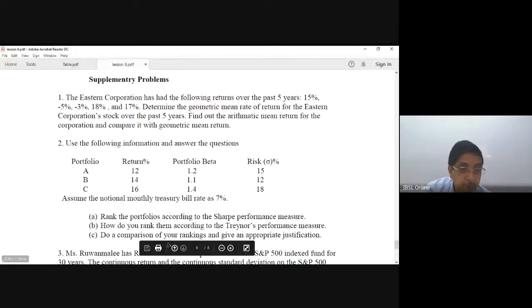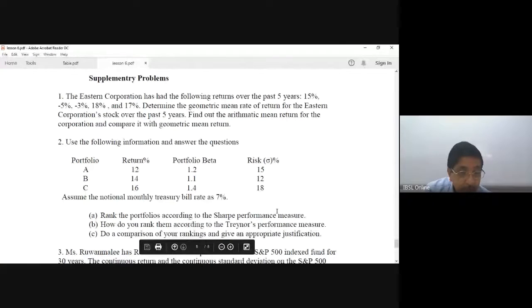Right. Now, according to Treynor's performance measure, betas are available here. But then you can do for that. That is also very simple. And you need to check whether the same ranking is possible with the Treynor's measure also. Now, Sharpe performance measure, you had the ranking. Just check whether under the Treynor's performance measure also the same rankings come.